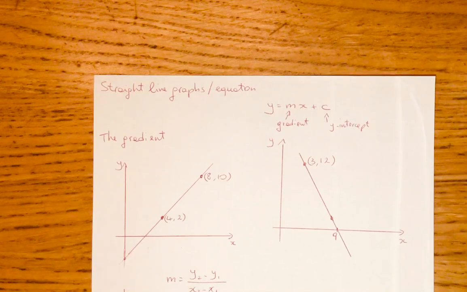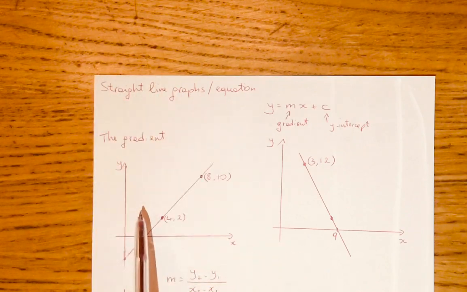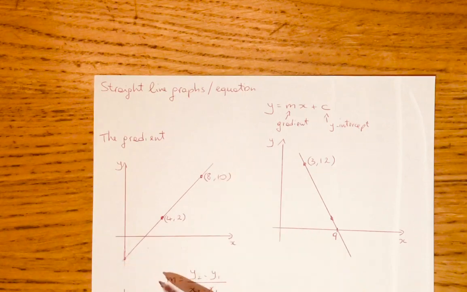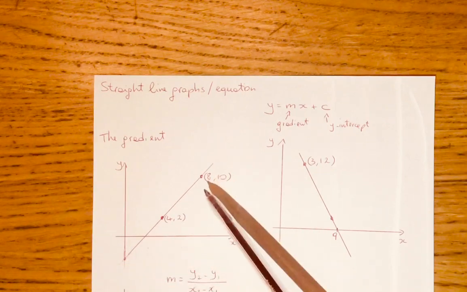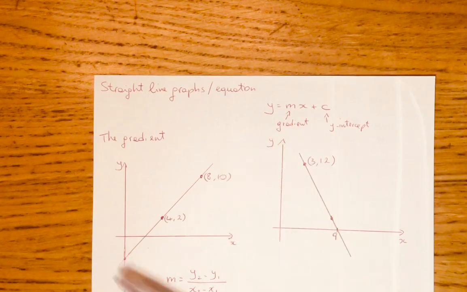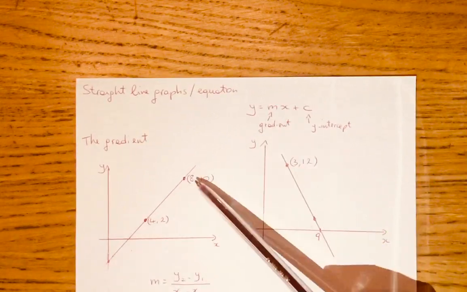Hi, this is a video to explain straight line graphs and the equation of a straight line. The straight line graph is a graph with a straight line in it, and let's have a look at the equation of the straight line.